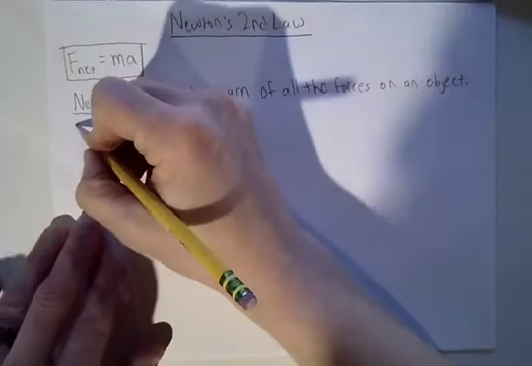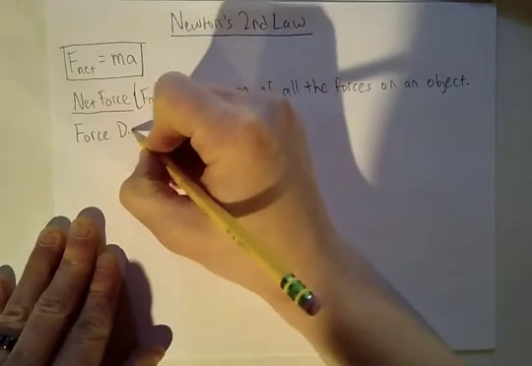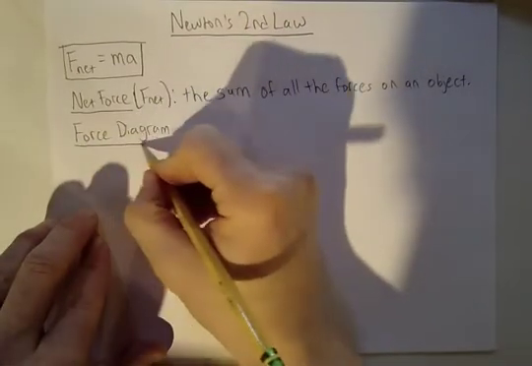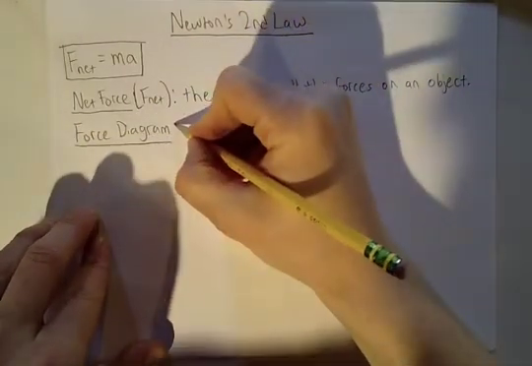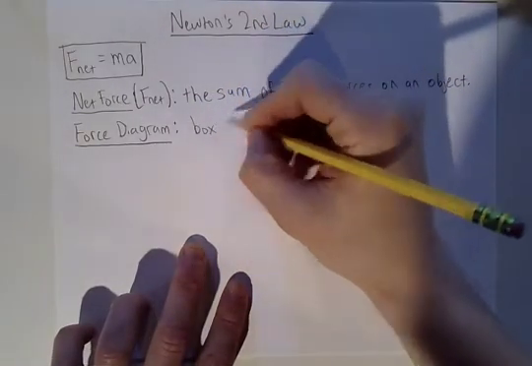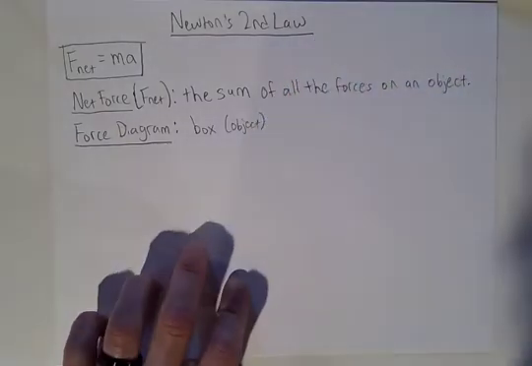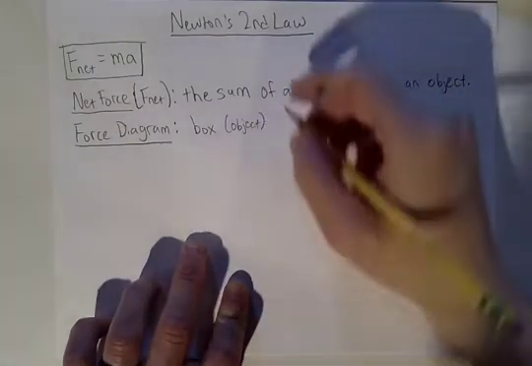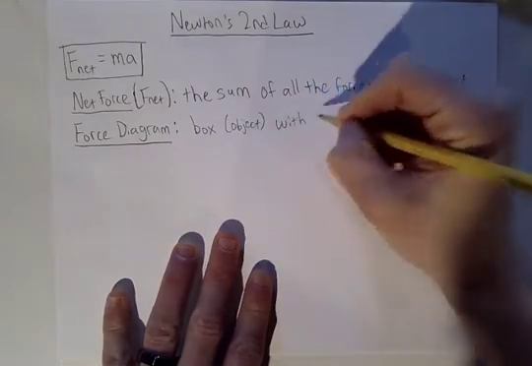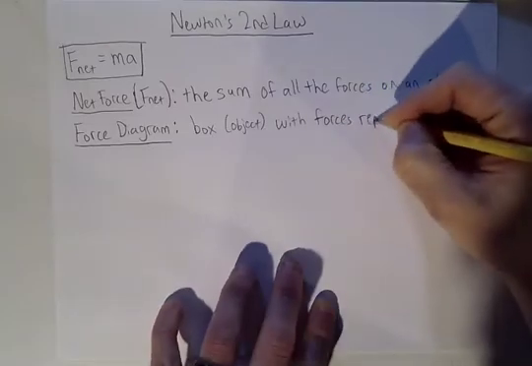So let's show how we're going to use this equation to solve problems. We need to learn what a force diagram is. A force diagram is a box which represents an object. We're going to represent all our objects with boxes, with forces on that object represented by arrows.